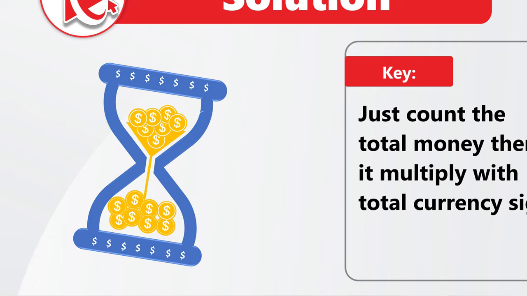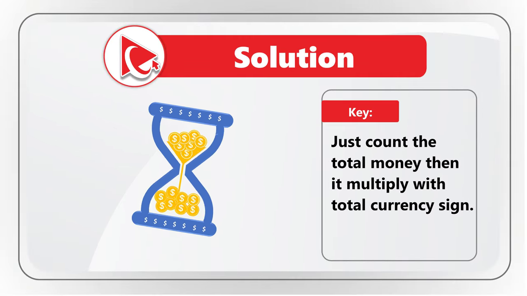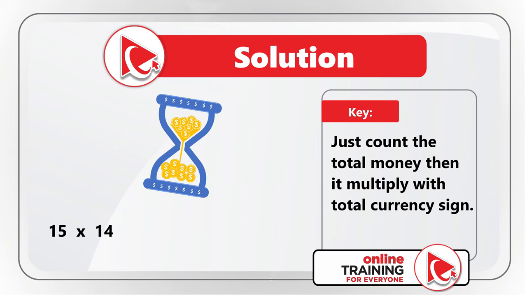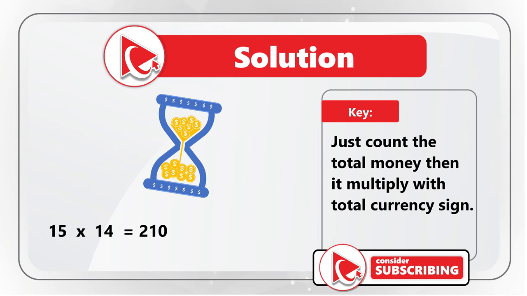There should be 7 coins: 1, 2, 3, 4, 5, 6, and 7. There are 8 coins at the bottom. Let's count them: 1, 2, 3, 4, 5, 6, 7, and 8. And there are $7 signs at the top and $7 signs at the bottom. So the total calculation would be 15 coins multiplied by $14 signs, and the total would be 210. So the correct answer here is choice C, 210.